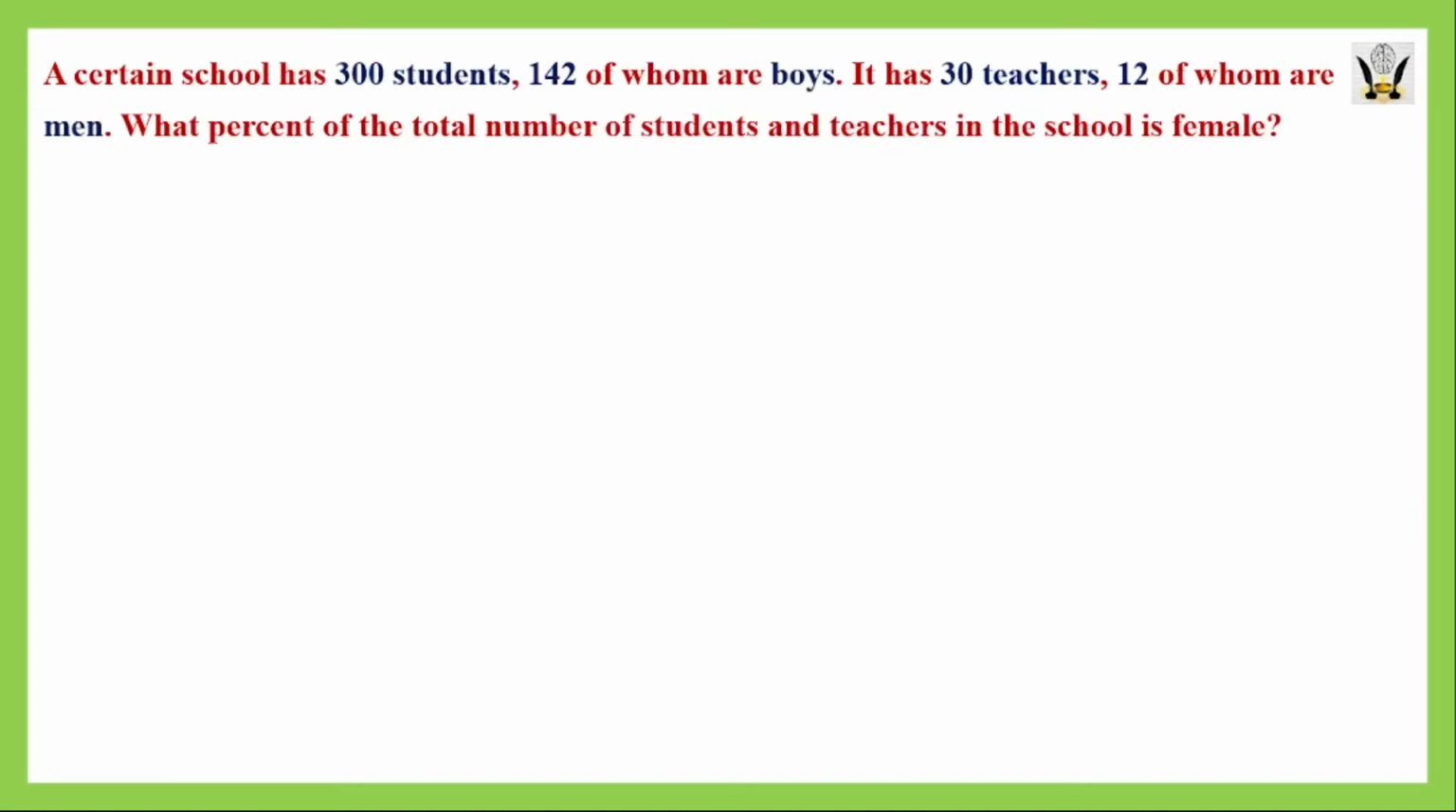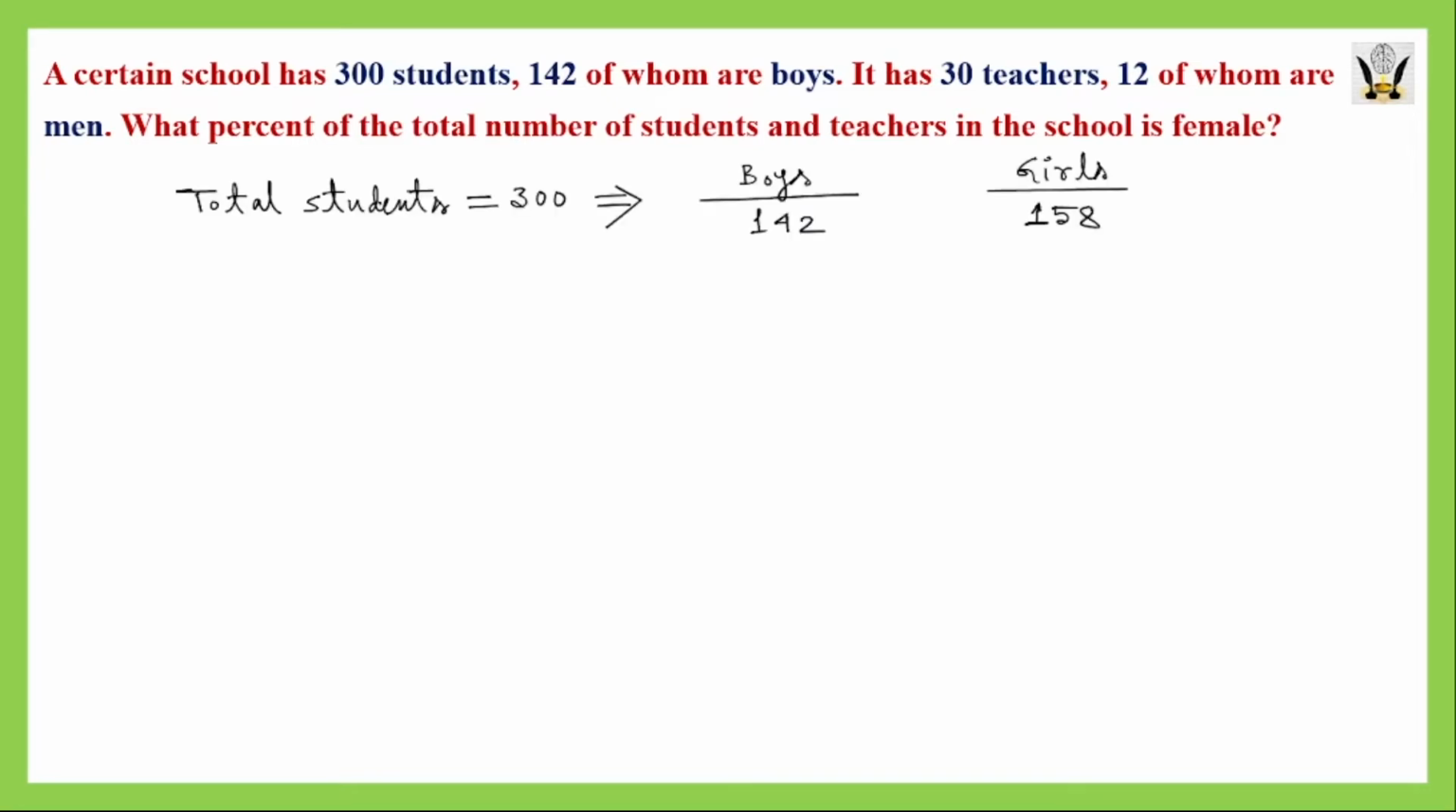Now the next problem sum says a certain school has 300 students, and out of 300, 142 are boys. It has 30 teachers, and 12 of whom are men. What percent of the total number of students and teachers in the school is female? What we can see from this problem statement is that the school has a total of 300 students, and among these 300 students, the boys are 142. So the girl students will be 300 minus 142, and that is 158, and that's what I have written here.